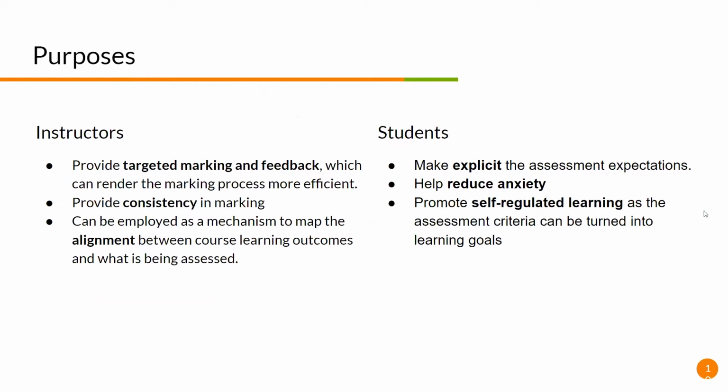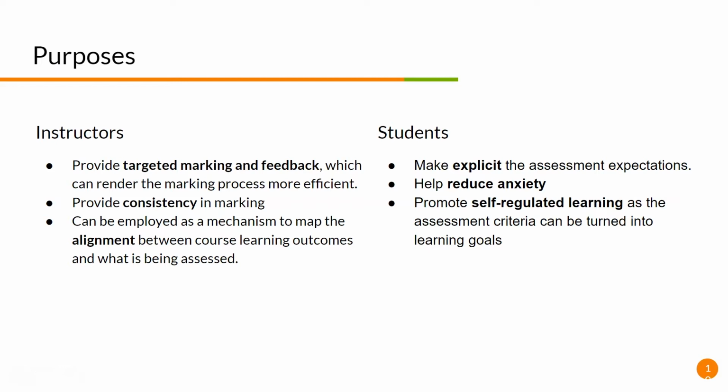Rubrics can serve different purposes because they have different uses. For instructors, they can provide targeted marking and feedback. And this can make the marking process more efficient and quicker because you know what to look for, so when you see something, you can just tick. Then, of course, it can provide consistency in marking, because you know that you're assessing a set piece of criteria, and it can also be employed as a mechanism to map the alignment between course learning outcomes and what is being assessed. That is, you can look at your assessment criteria and see if these align with your learning outcomes.